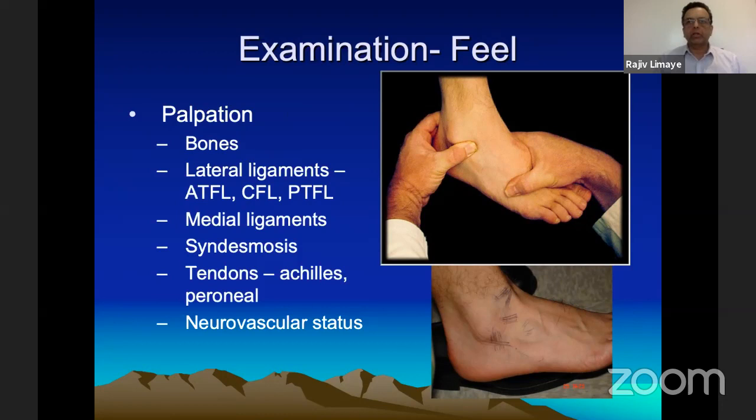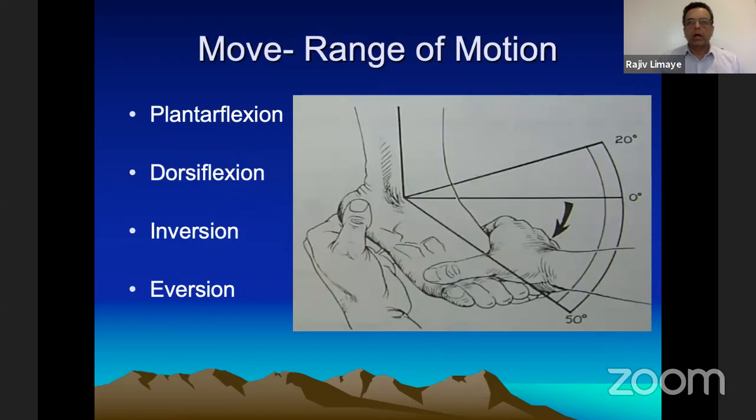Palpation of the bones, ligaments, medially and laterally, tendons, as well as the neurovascular structures need to be assessed. As you can see, the specific points of tenderness are where the ligaments are, and you need to know where the ligaments generally lie according to this little figure here, and then one can examine these specific ligaments. When we move the joint, we have to do plantar flexion, dorsiflexion, inversion, and eversion, but they can be quite painful in the acute setting, hence may not be reliable.